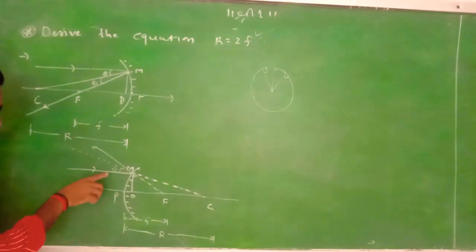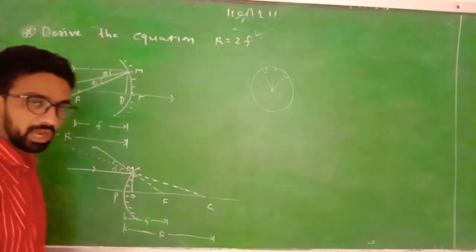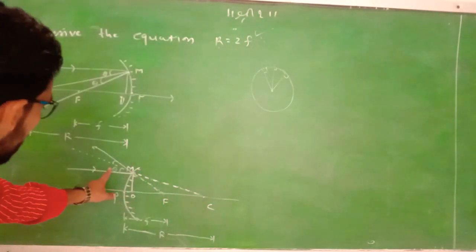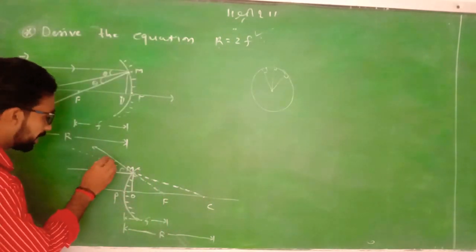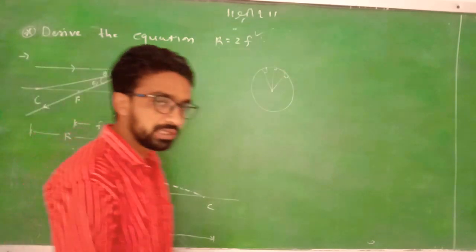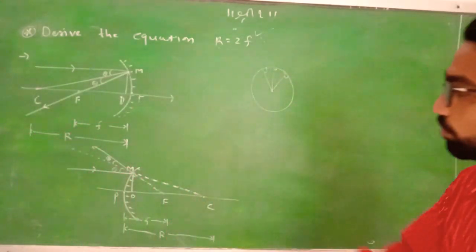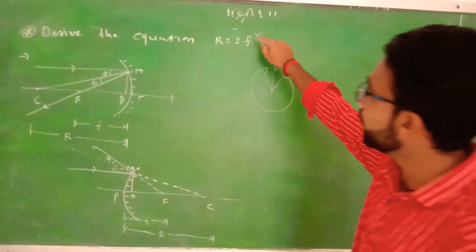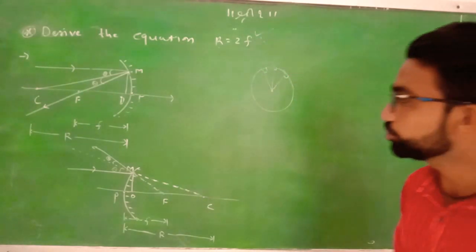Also, this reflected ray follows the reflection law. So this is the incident angle, and the same as this, this is the reflected angle. So this is the construction of the figure. By using this figure, you can derive this equation. That is the most important.